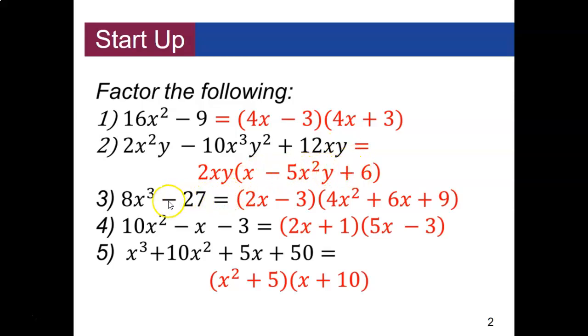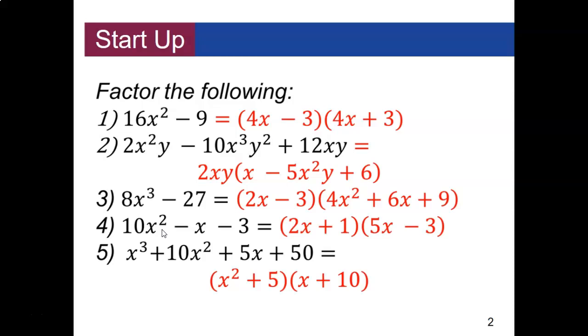Number 3, you would have the difference of cubes, so follow the difference of cubes formula. Here, your a that you would work with would be the cube root of this 8x to the third, so your a would be 2x, and your b would be the cube root of 27, which would be 3. And then you would have a squared plus the a times b, and then the b squared.